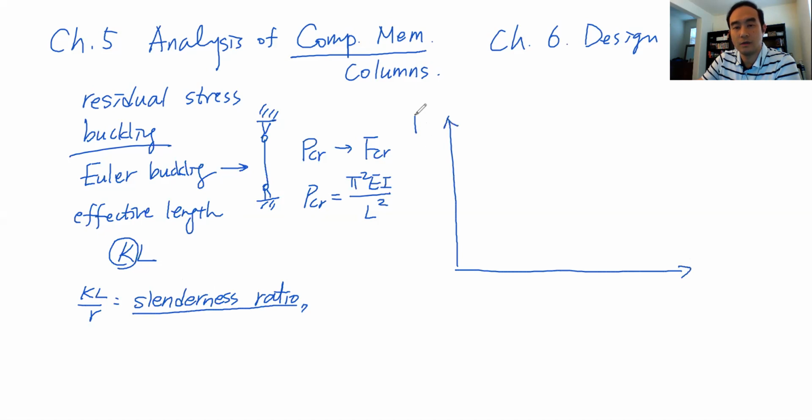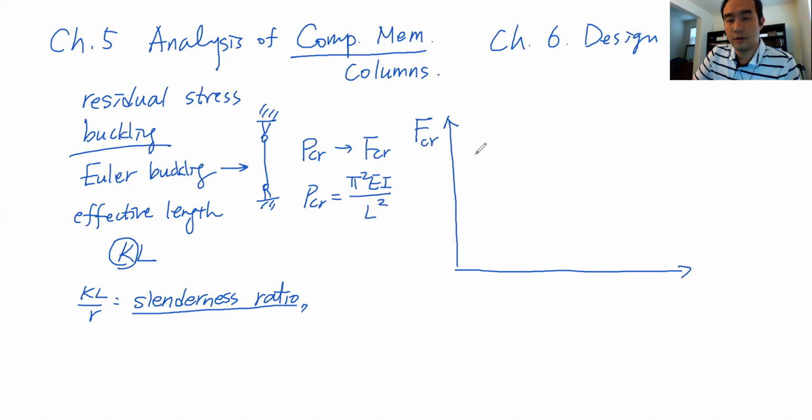This is P sub N. And by the way, this is the same. The chart is available in your textbook. This is in terms of F sub CR. To be identical and the same as your textbook, this is going to be F sub CR.